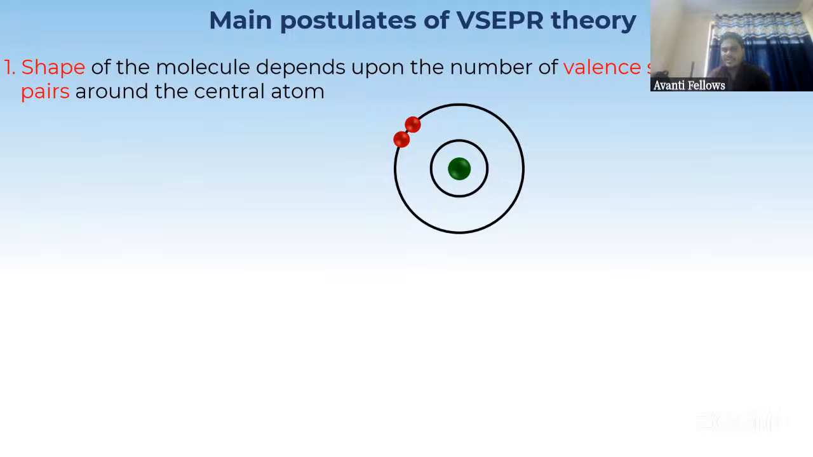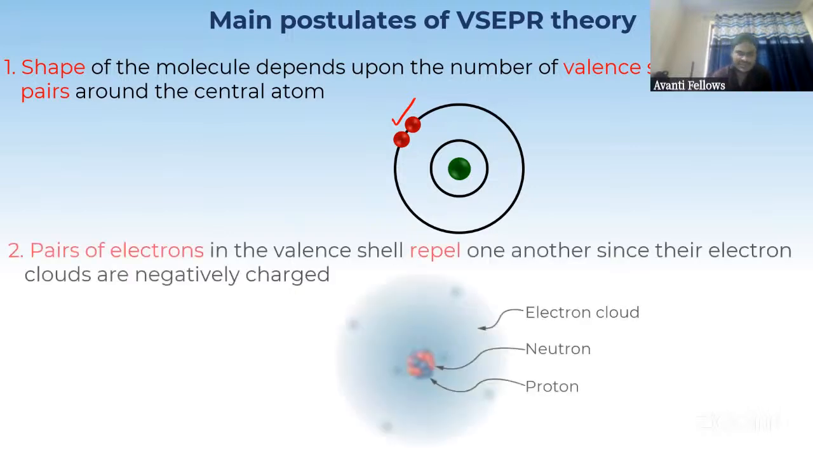So the first postulate, that is, shape of the molecule depends upon the number of valence shell electron pairs around the central atom. यानी जब भी आप शेप की बात करोगे, so on which factor does shape depend? The shape of the molecule depends upon the number of valence electron pair around the central atom, right? Here we can see that this is a central atom, this is a nucleus. So this is called valence electron. So shape of the molecule, whether they form TBP, whether they form linear, whether they form seesaw, all shapes depend upon the number of valence electron pairs around the central atom.